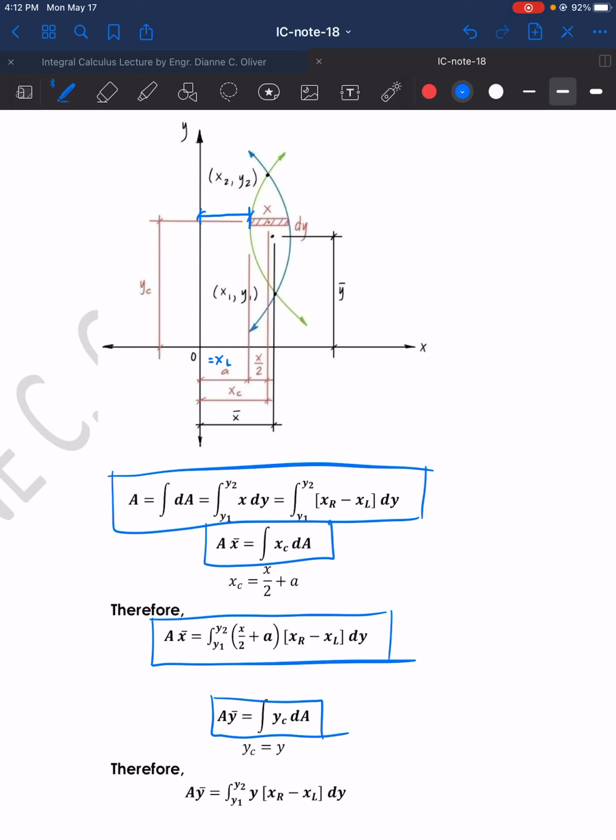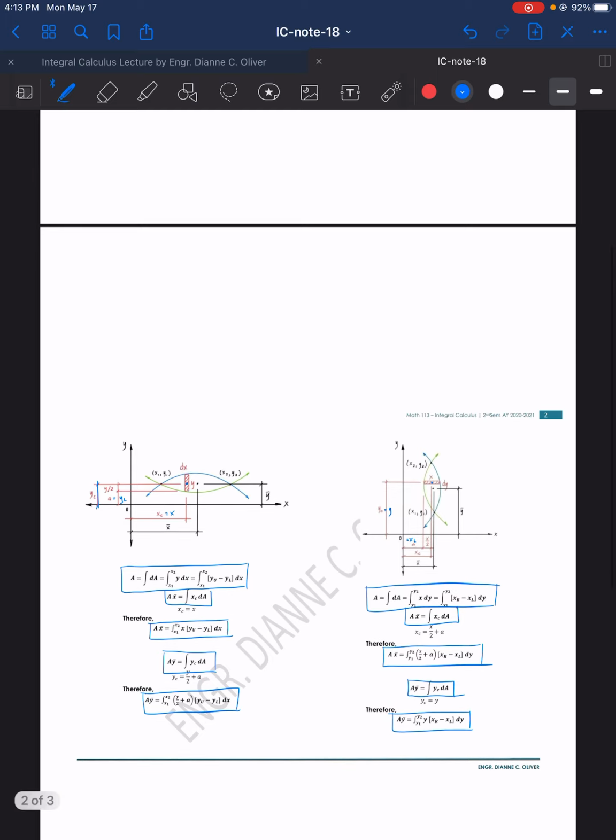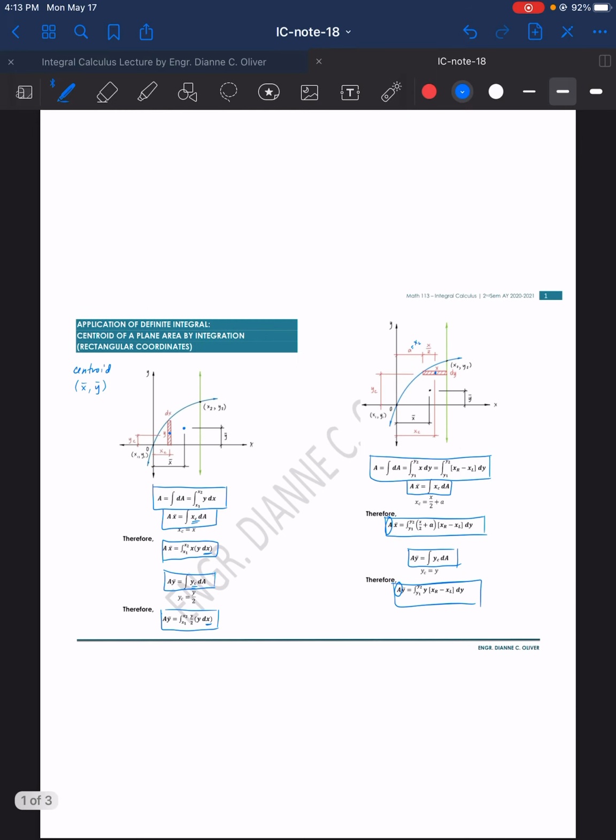Next, for the yc, the yc here is the location of the center of the area strip from the point of origin along the y-axis. So yc is equal to y. So we have here the formula A y bar is equal to the integral of y times x right minus x left dy, y1 to y2. Okay, so these are the points to remember in solving for the centroid x bar and y bar.